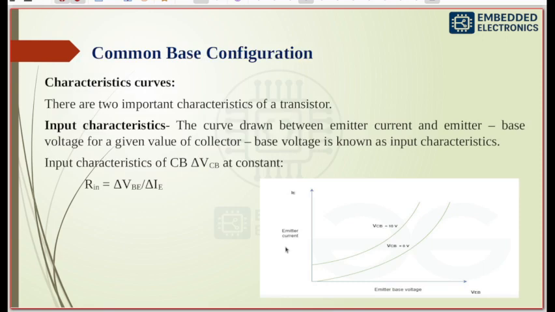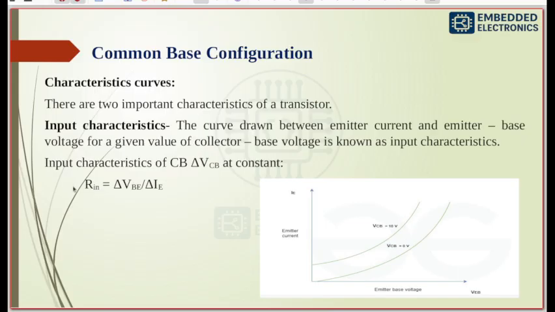There are two important characteristics of a transistor. One is the input characteristics. The curve drawn between the emitter current IE and the emitter-base voltage VEB for a given value of collector-base voltage is known as the input characteristics. So the input characteristics of CB are at constant VCB. Here you can see VCB is 10 volts and VCB is 0 volts.